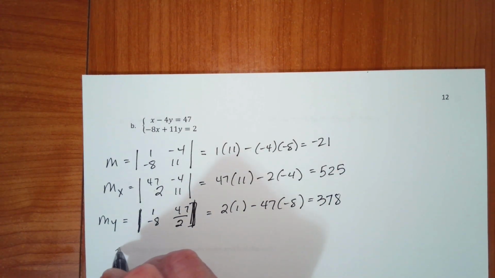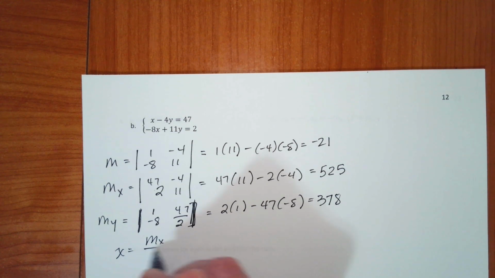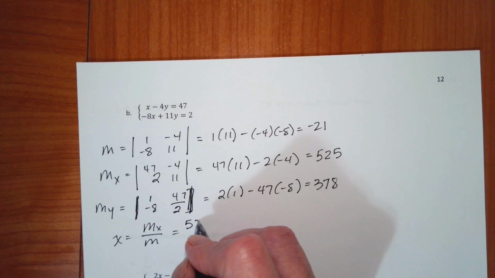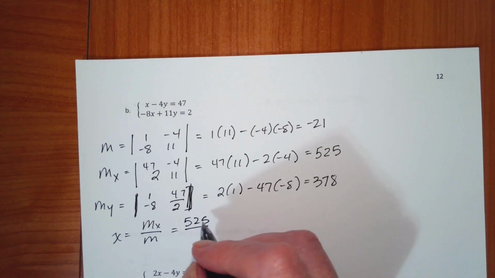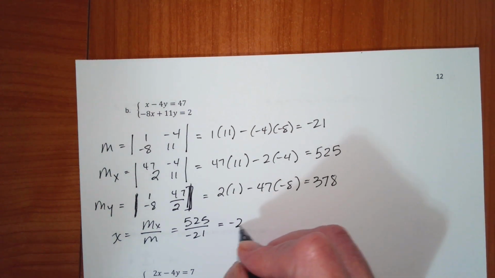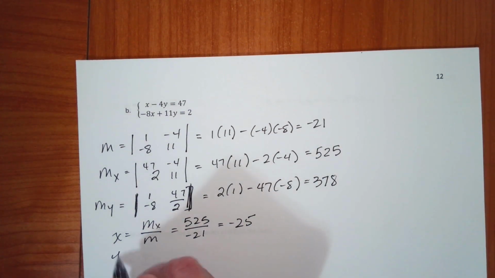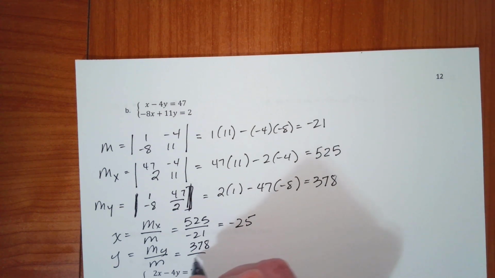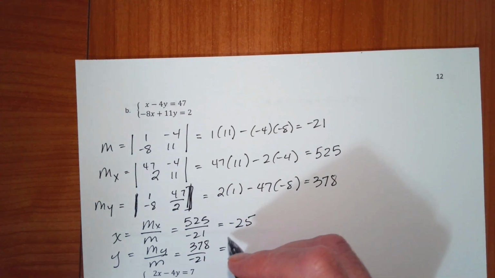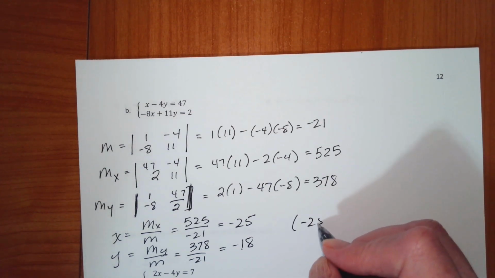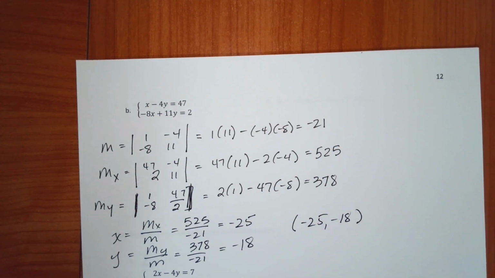So my x is equal to Mx over M, which is 525 over negative 21, which is negative 25. Y is My over M, which gives us 378 over negative 21, which is negative 18. So my solution is negative 25, negative 18.